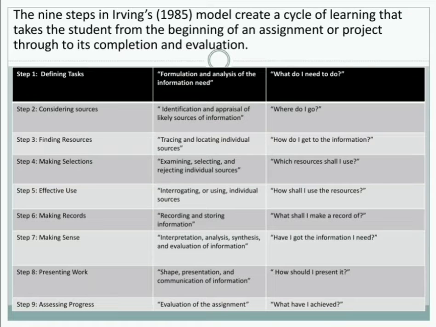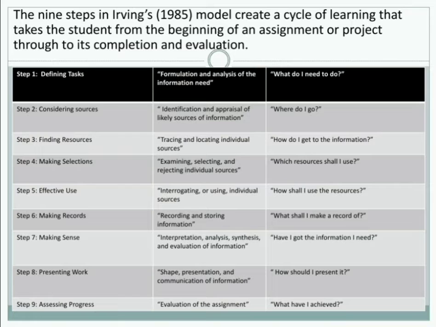The 9 steps in Irving's 1985 model create a cycle of learning that takes the student from the beginning of an assignment or project through to its completion and evaluation. Step 1. Defining task, formulation and analysis of the information need. What do I need to do? Step 2. Considering sources, identification and appraisal of likely sources of information. Where do I go? Step 3. Finding resources, tracing and locating individual sources. How do I get to the information?